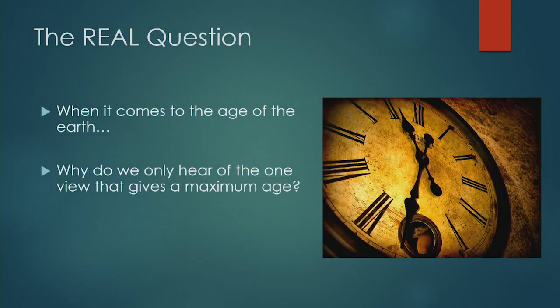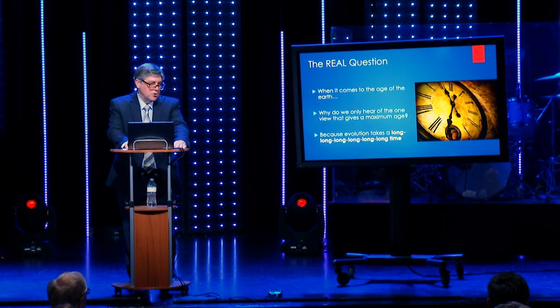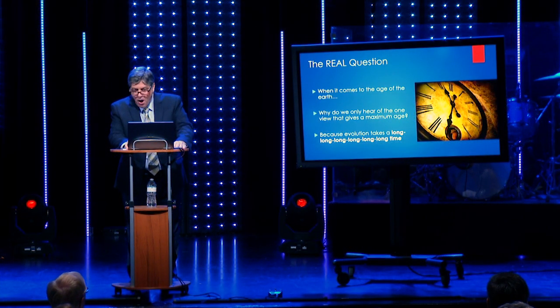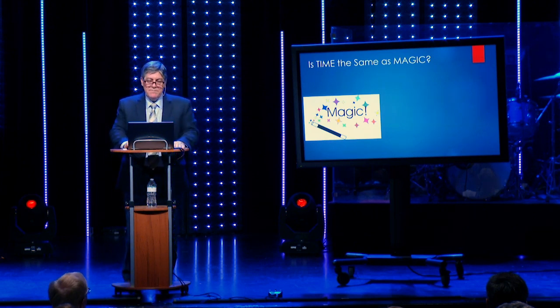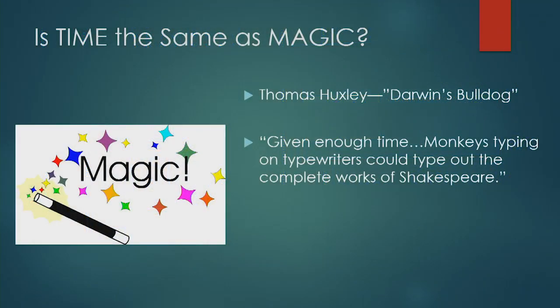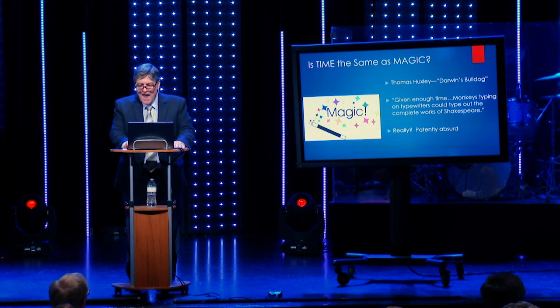The real question, when it comes to the age of the earth, is why do we only hear the one view that gives a maximum age, 4.5 billion years? We hear it all the time. It's like a constant drumbeat. I'll tell you why. Because evolution takes a long, and did I mention long, time. So in other words, time appears to be the same as magic. Here's a quote from Thomas Huxley. He was known as Darwin's bulldog. He said this, given enough time, monkeys typing on typewriters could type out the complete works of Shakespeare. Really? With plot, characters, theme, and dialogue? Really? It's patently absurd. Add 1 trillion years and millions of monkeys, and it's never going to happen. I kind of agree with this kid. Oh, really?